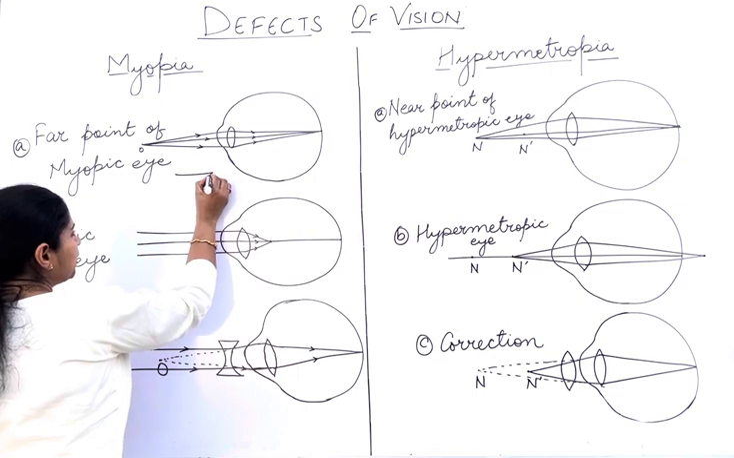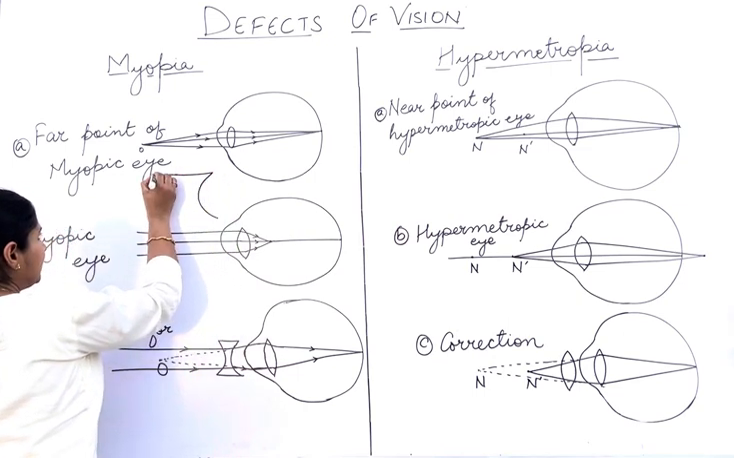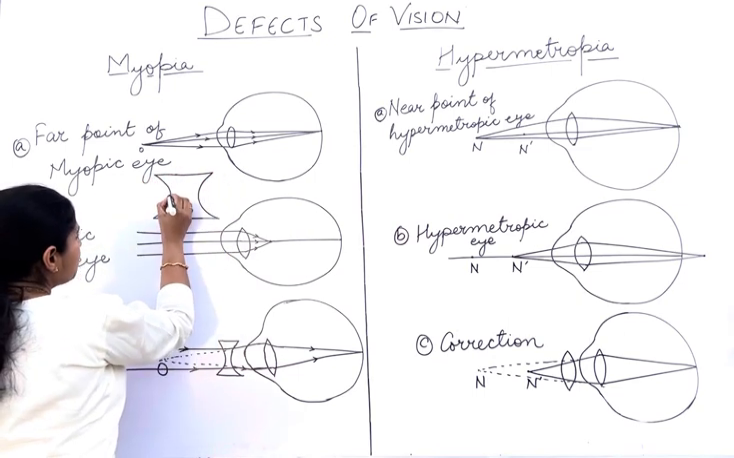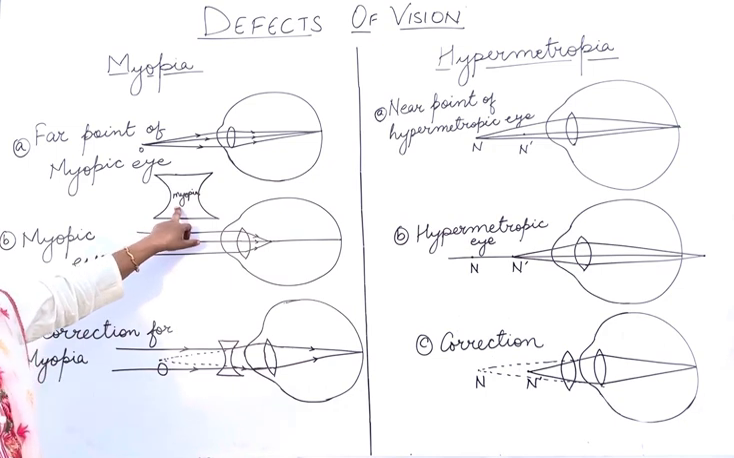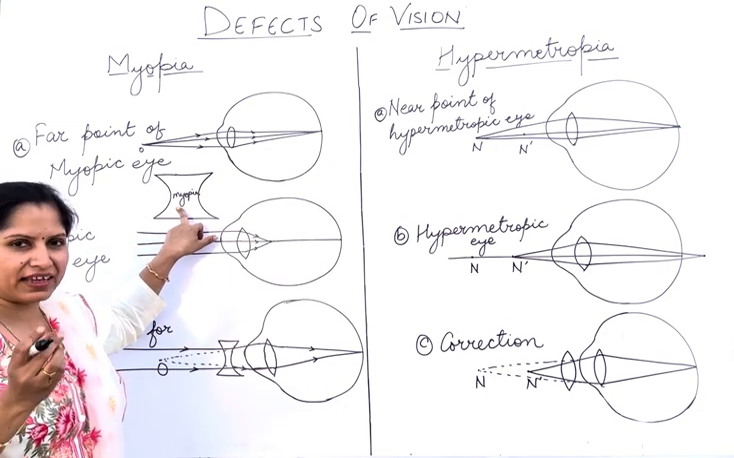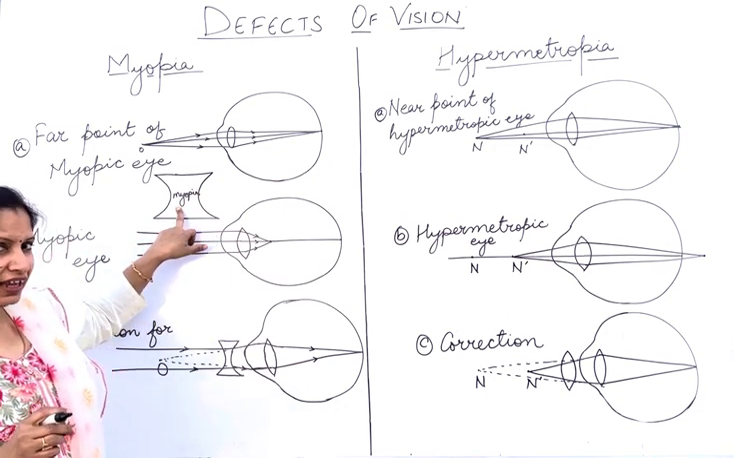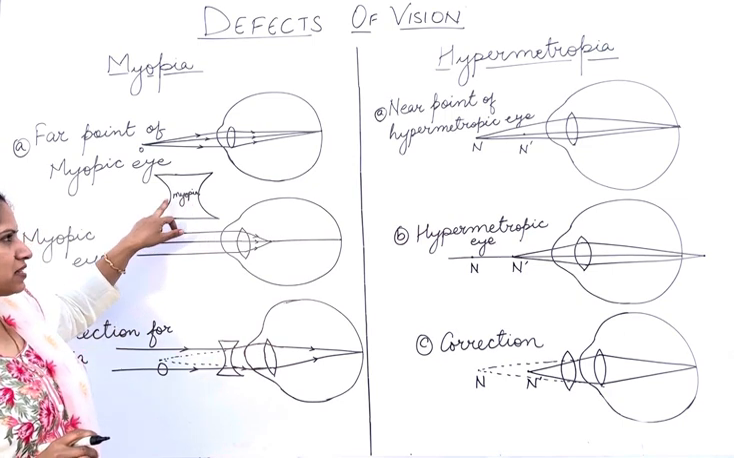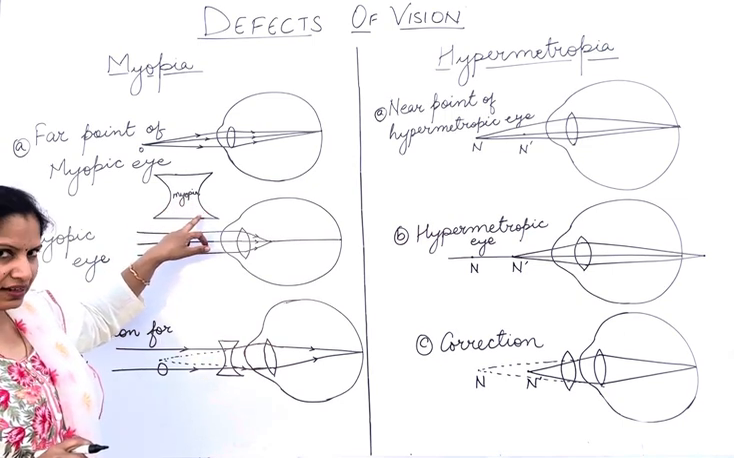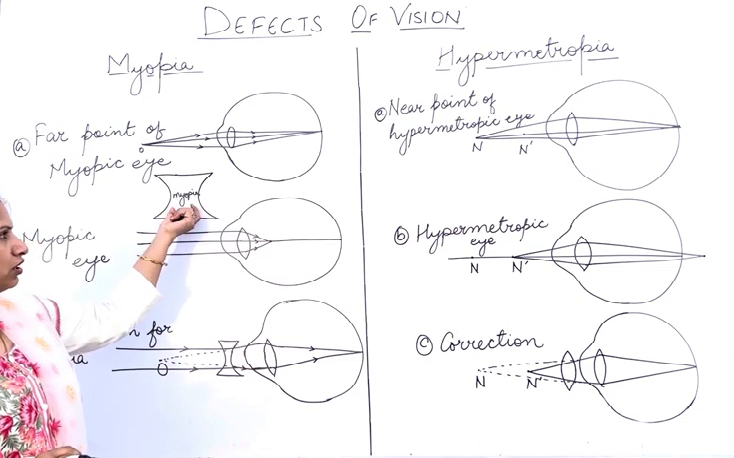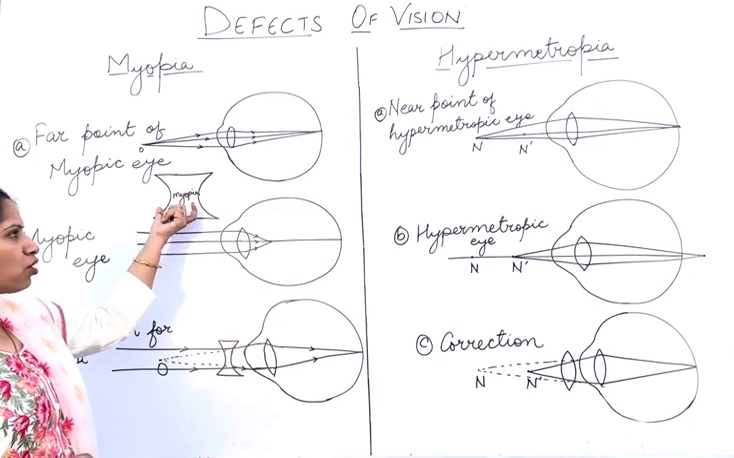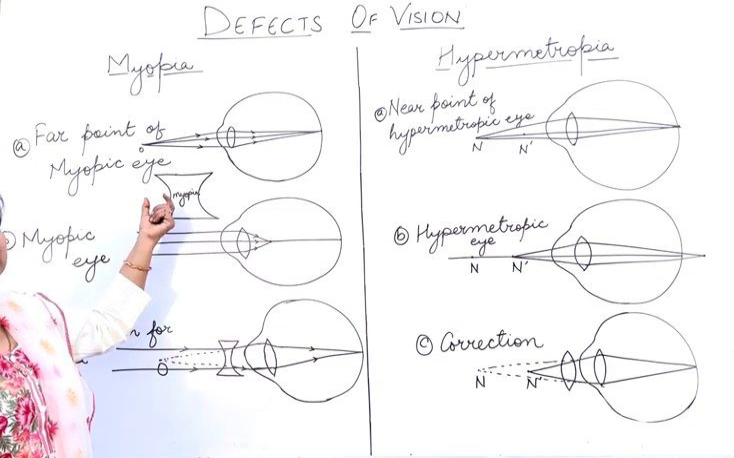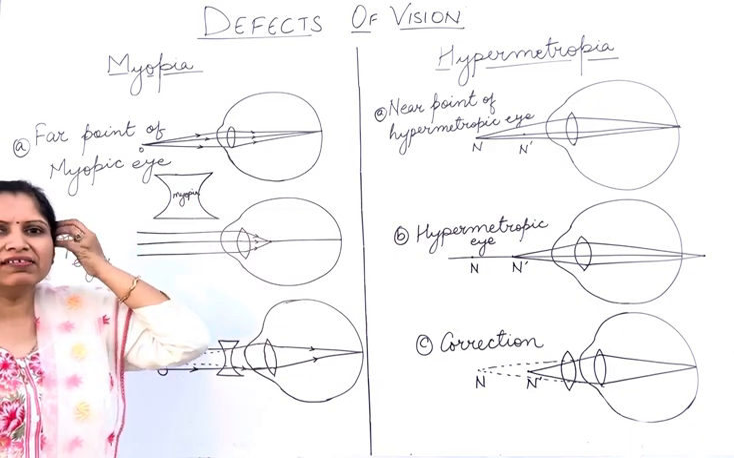For myopia, we are using concave lens. Myopia is a small word that could be written in the small space that exists between the concave lens. You know that in a concave lens, there is a small space between the two edges of the lens. So a small word could be written here. That is myopia.